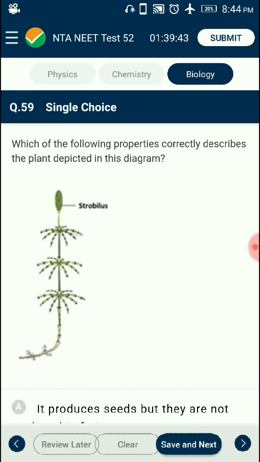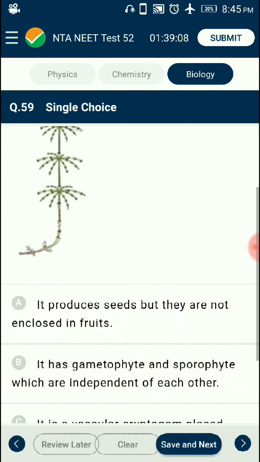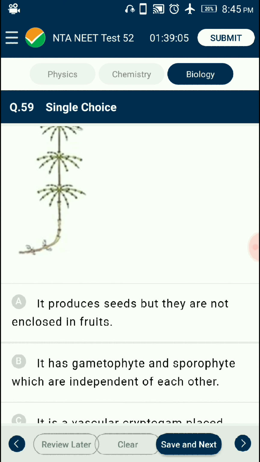Question number 59. Which of the following properties correctly describes the plant depicted in this diagram? The diagram given is Equisetum. It is a pteridophyte which is placed under the class Sphenopsida. It is a vascular cryptogam, so that means having vascular tissue but not producing seeds. It has a haplodiplontic life cycle in which the gametophyte and sporophyte are independent of each other. Production of seeds without fruit is characteristic of gymnosperms. Protonemal stage and plants without true roots are seen in mosses.